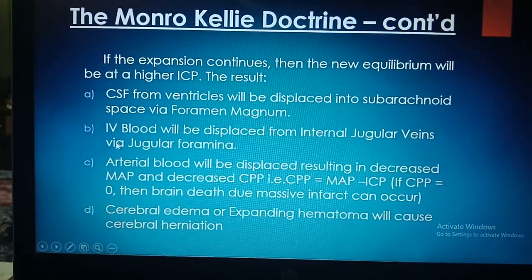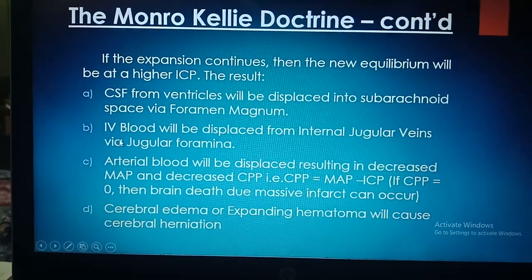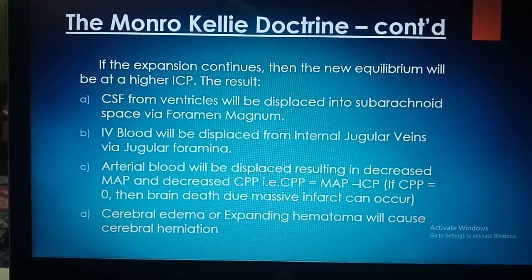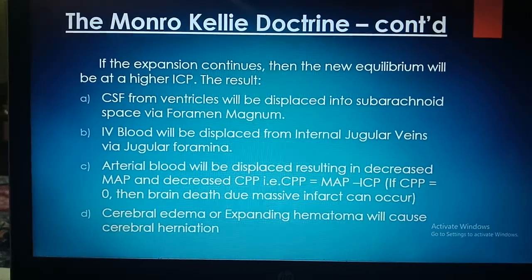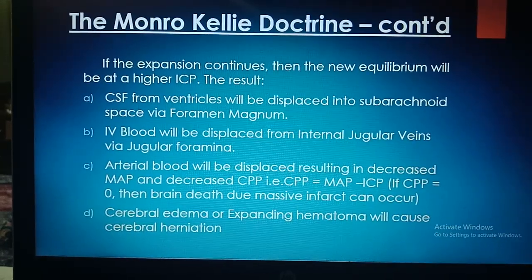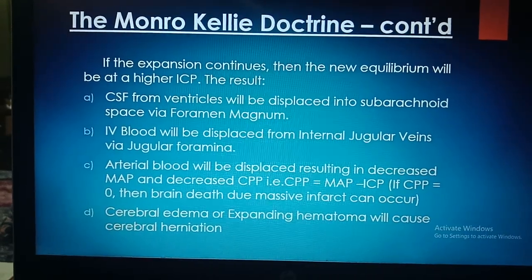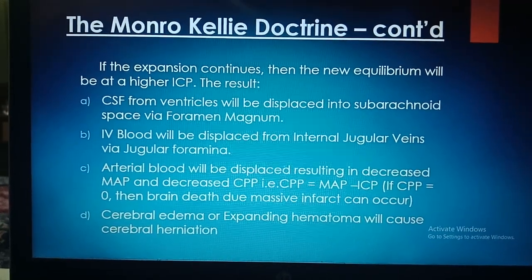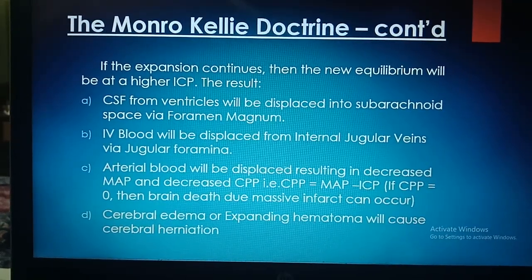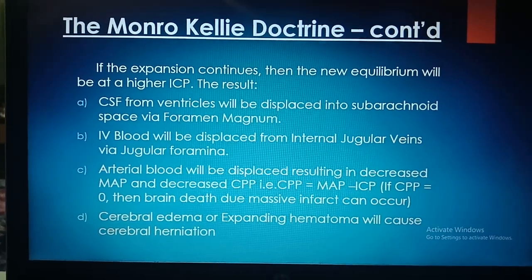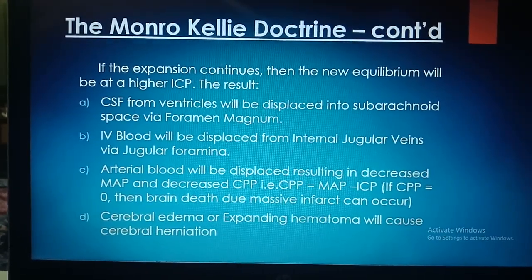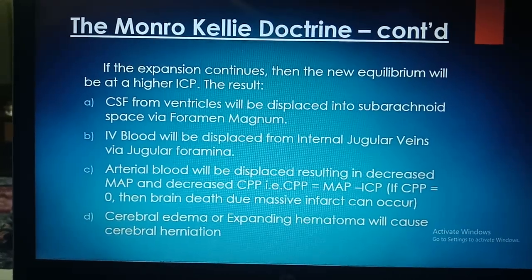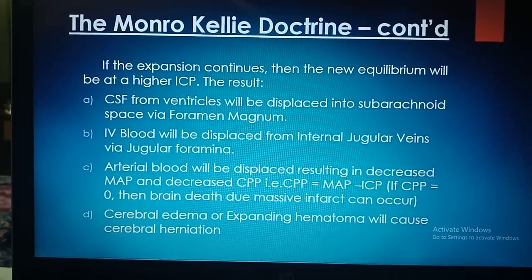Number 2, whenever the mass further expands, the venous blood will be displaced from the internal jugular veins via the jugular foramina in order to make more room for that mass. Then the arterial blood will be displaced. As we already know, the veins have thin walls, that's why they collapse easily. Then the arterial blood vessels, which have thick walls.